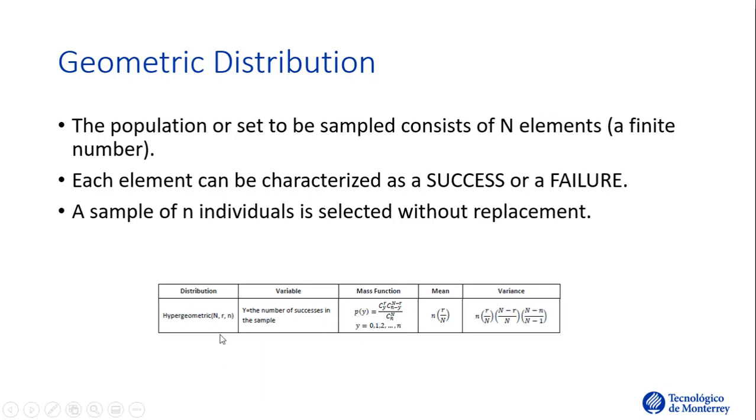The hypergeometric distribution has three different parameters: capital N, the population; R, the number of successes in the population; and n, the sample size. The variable under study is the number of successes in the sample, and the mass function is a formula that you probably recognize from the combinatorial exercises. In this case, the support goes from 0 to n, because you cannot have more successes than either the sample size or the number of successes in the population. The mean and the variance are also given with these formulas. These formulas are just divisions of cardinalities.